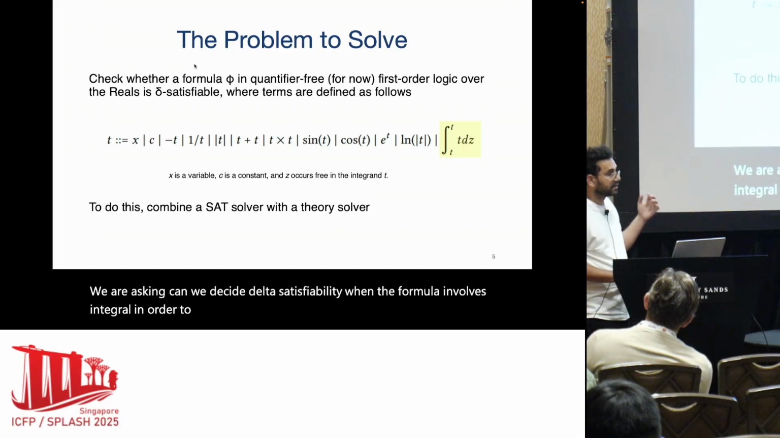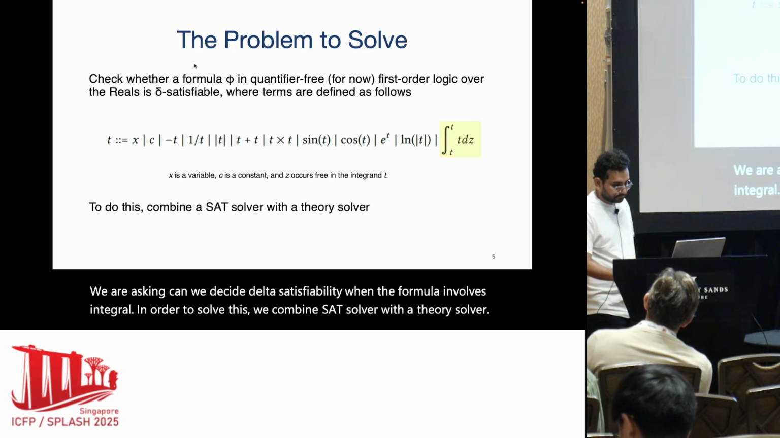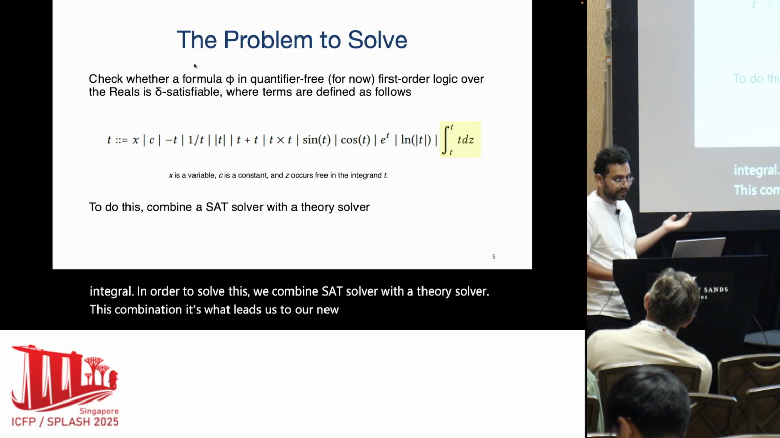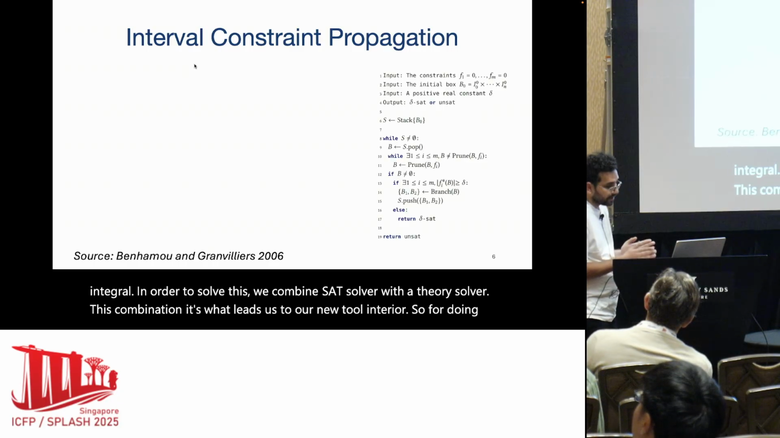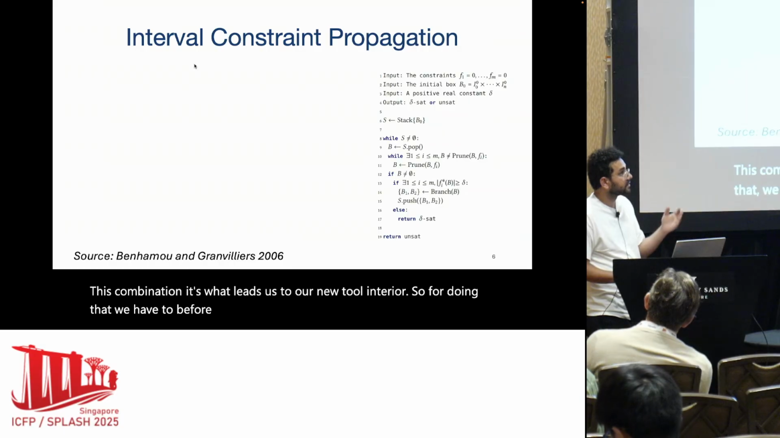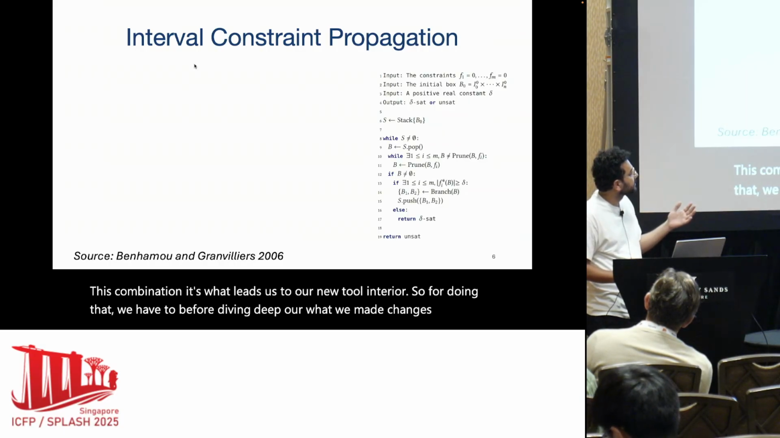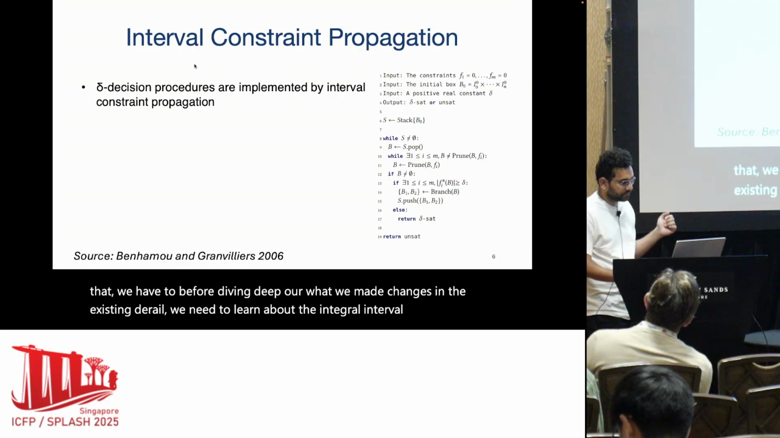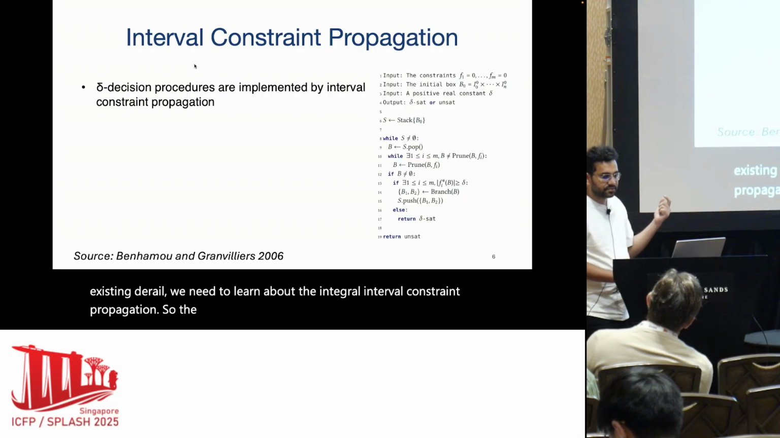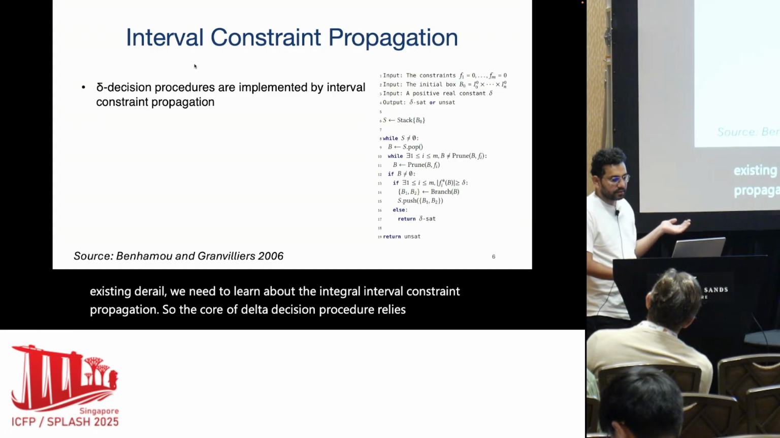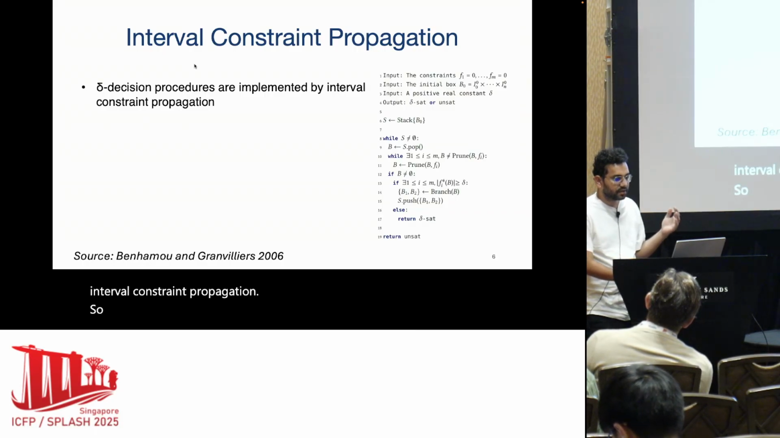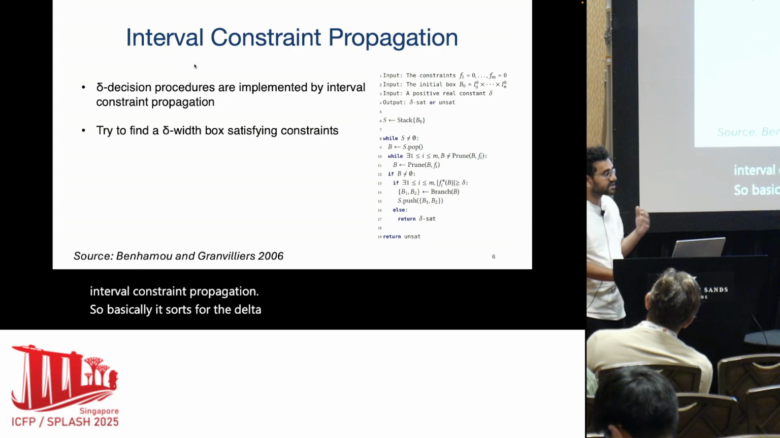In order to solve this, we combine a SAT solver with a theory solver. This combination is what leads us to our new tool in dReal. Before diving deep into what changes we made in the existing dReal, we need to learn about interval constraint propagation. The core of the delta decision procedure relies on interval constraint propagation. Basically, it searches for the delta-width boxes that satisfy all conditions.